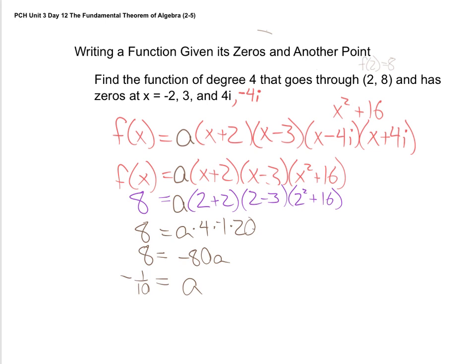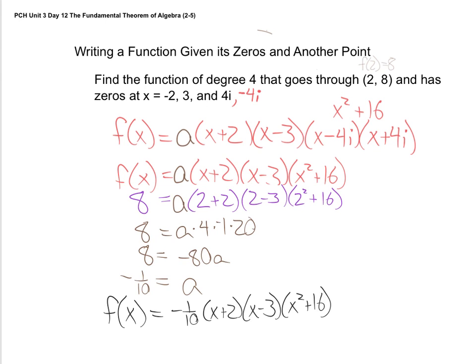So now I know my function is f(x) equals negative 1/10 times (x plus 2)(x minus 3)(x squared plus 16). And now I have a function that has all 4 zeros that I'm looking for. The degree is 4, and it's going to hit the point (2, 8).